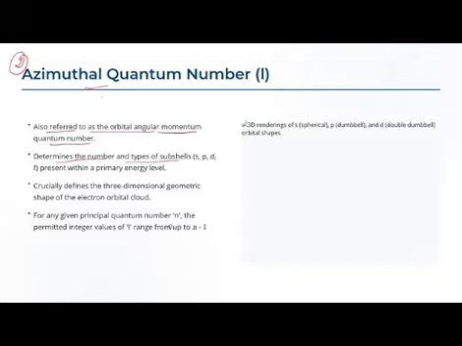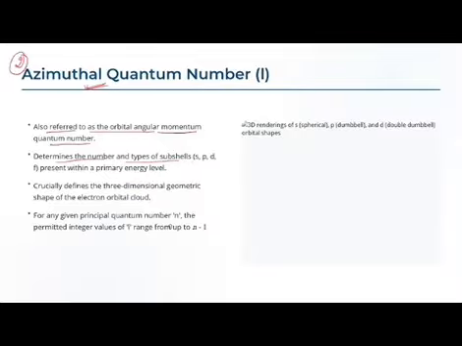For example, we can calculate the number of subshells with the help of this quantum number. This quantum number gives us the information about in which subshell the electron is present. So this quantum number tells us about the number of subshells. It determines the number and types of subshells.